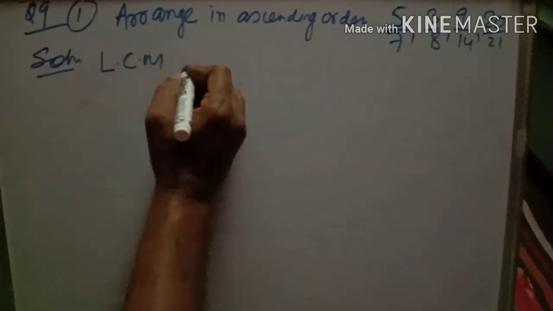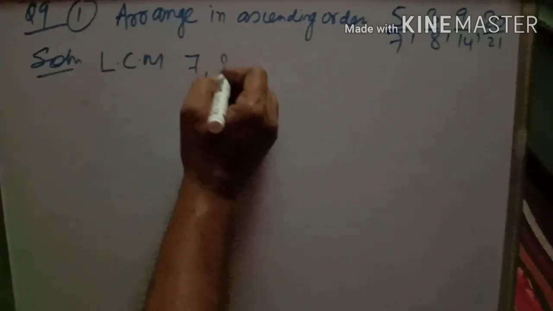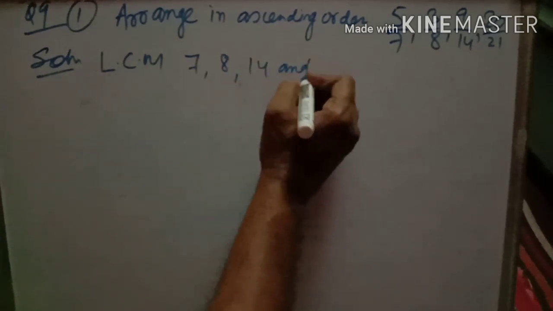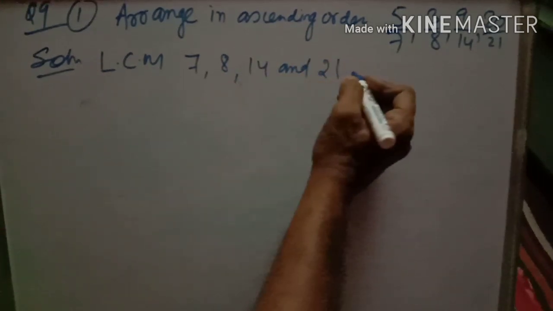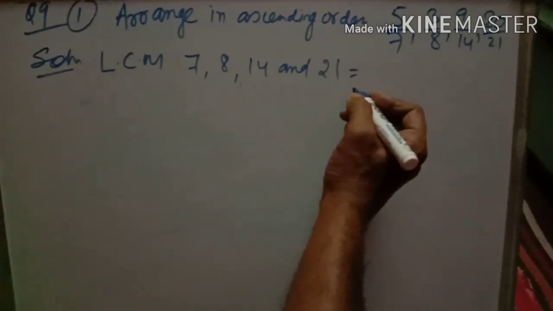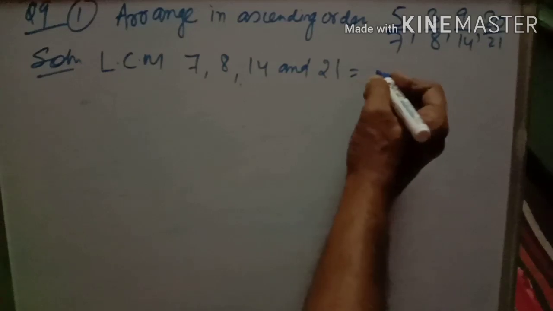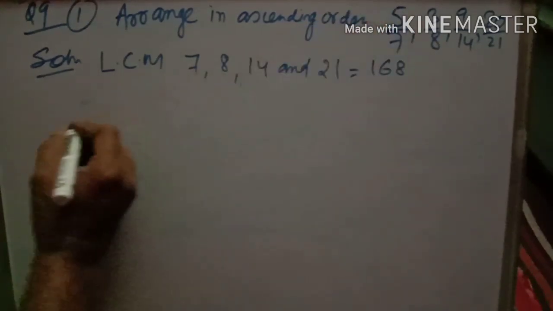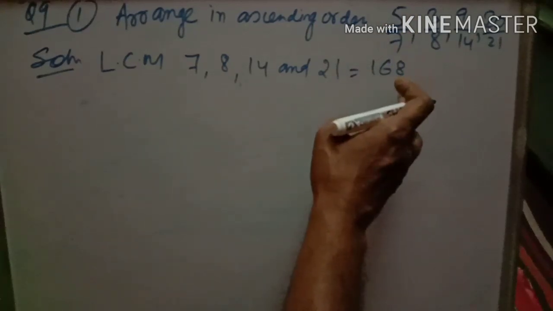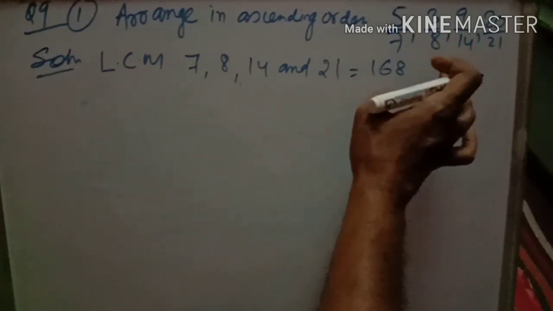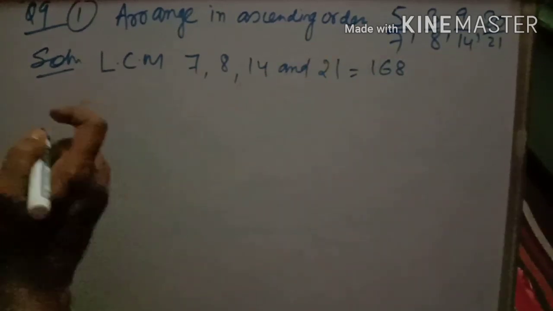LCM of 7, 8, 14 and 21 will be 168. Now we have to make 168 all the denominator parts which is given in your question.